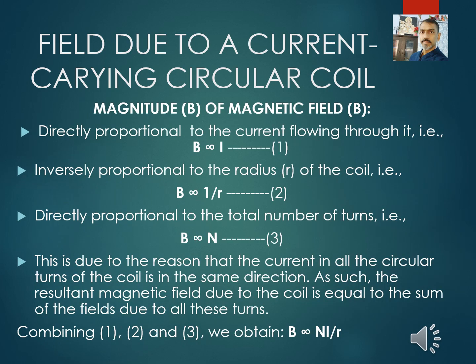Magnitude of magnetic field is directly proportional to the current flowing through it, but inversely proportional to the radius, r, of the coil. However, it is directly proportional to the total number of turns. This is due to the reason that the current in all the circular turns of the coil is in the same direction. As such, the resultant magnetic field due to the coil is equal to the sum of the fields due to all these turns.